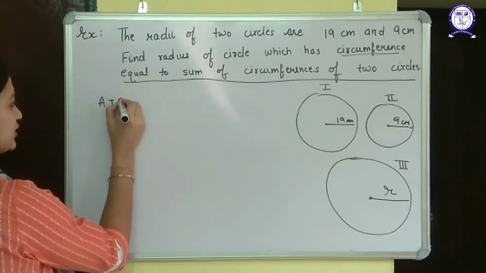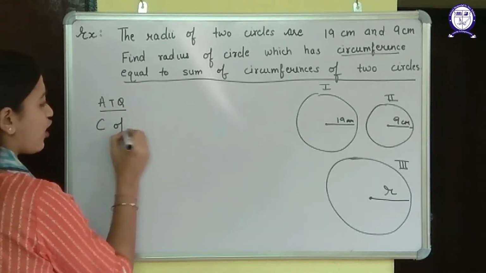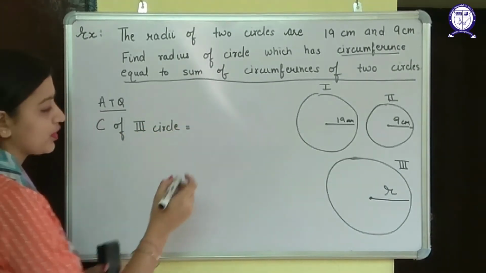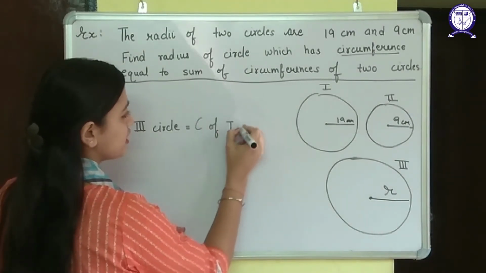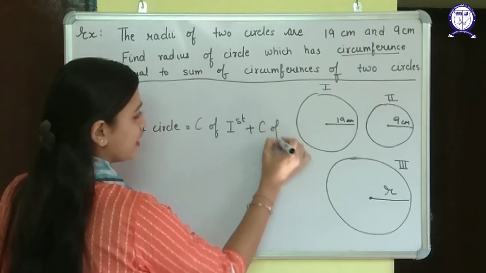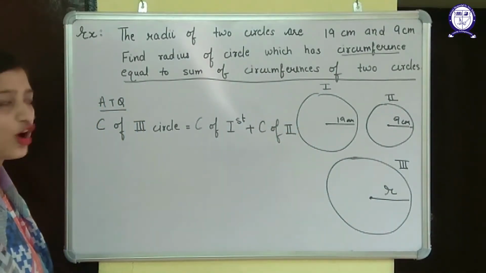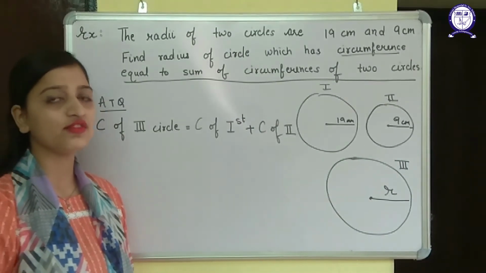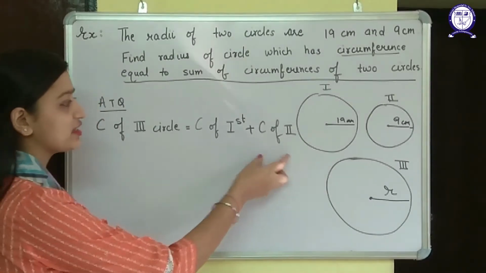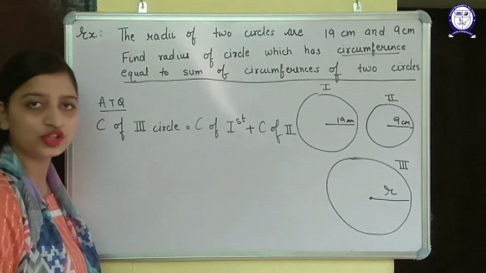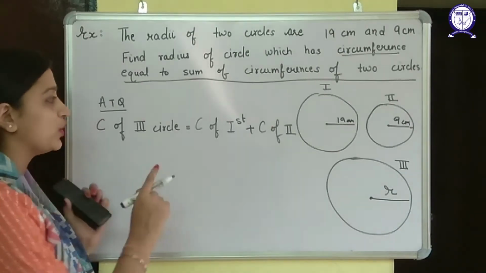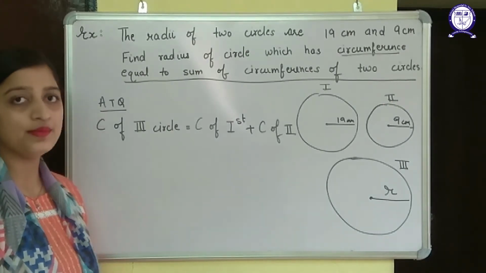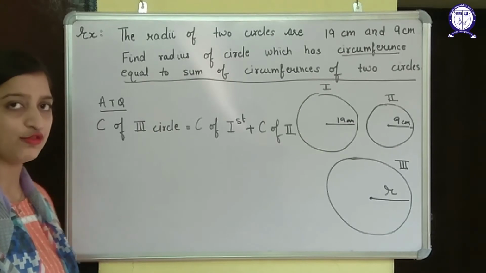According to the question, circumference of third circle is equal to circumference of first circle plus circumference of second circle. It talks about the sum of circumferences, so it is equal like this. In this question, we can find the circumference of all three and then put it into the equation, or we can do it like this. If we do it like this, which I am going to do, it will take less time and many things will be eliminated from both sides.